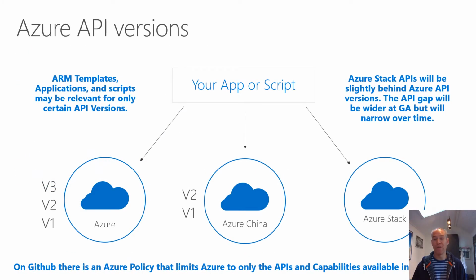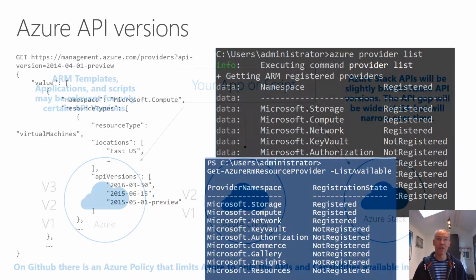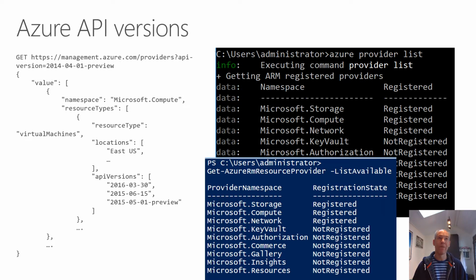API versions are different between Azure and Azure Stack. They are close, but Azure Stack will always lag behind, because we wait for the code that backs the APIs to be available in Azure first, and then that gets ported down to Azure Stack and updated in one of the monthly updates. So your application, your script, your ARM template needs to be able to handle the multiple versions. And we're going to talk about how we do that.